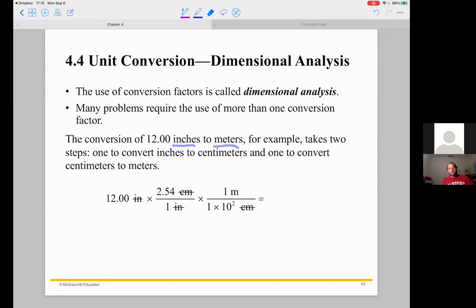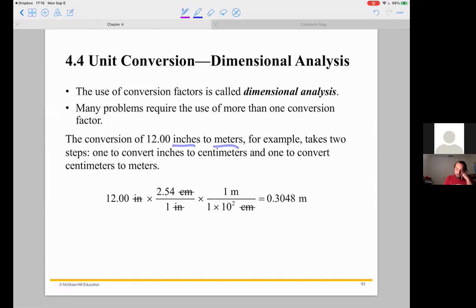A lot of students like to do these in multiple steps. They'll do 12 times 2.54, then hit enter or copy it down on the paper and then do the next one. You want to get in the habit of running these all into one line on your calculator because it will save you from making a copying error. Okay, so you could do 12.00 times 2.54 divided by 1 times 10 squared, all in one shot, and that would give you the following answer.